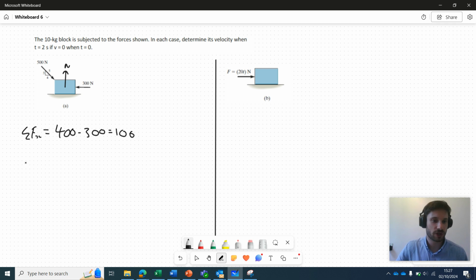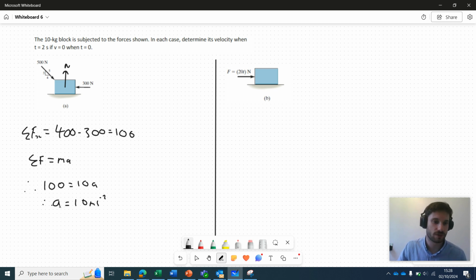Okay, we can also now introduce this idea that the sum of the forces acting on an object is equivalent to its mass times its acceleration. Since we know that the sum of the forces acting in the horizontal is 100 newtons to the right, we can therefore say that 100, i.e. the sum of the forces, is equal to the mass of the object, which is 10 kilos, times its acceleration. Therefore, acceleration equals 100 divided by 10, which is 10 meters per second squared.